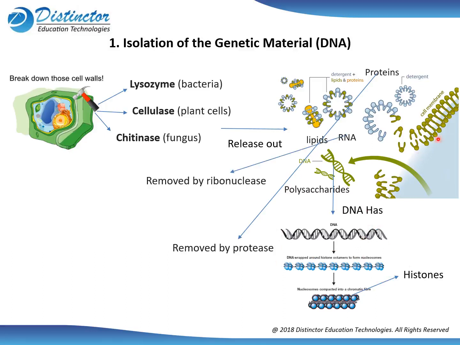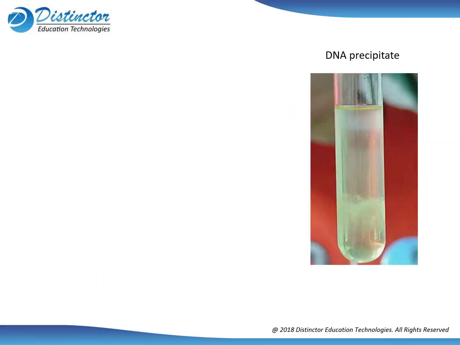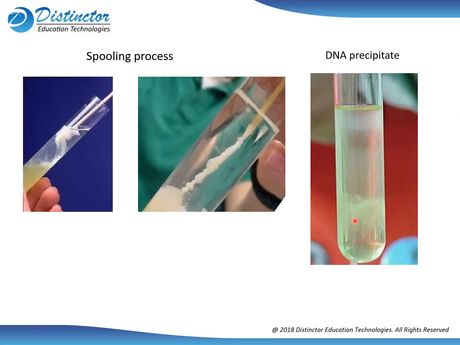Then we can degrade the RNA with the help of a ribonuclease, and then we can degrade the other materials. During that process, when we add chilled ethanol to the tube, this makes the DNA precipitate out. The purified DNA is precipitated out. This is how the DNA precipitate will be seen. This is DNA, the pure form of DNA.